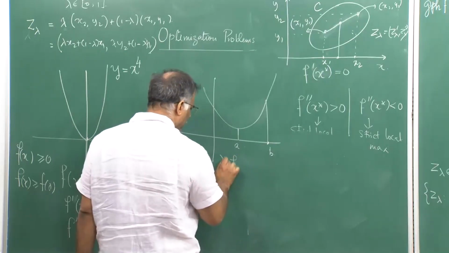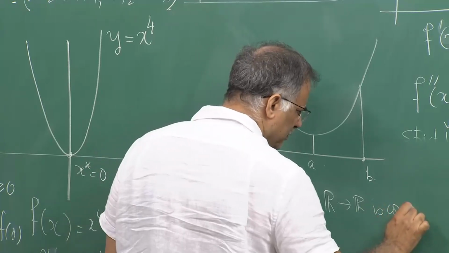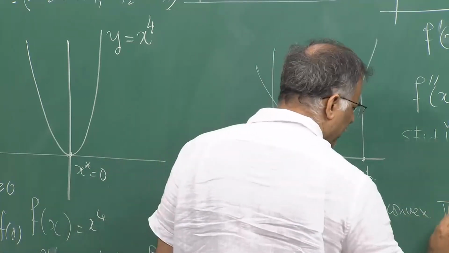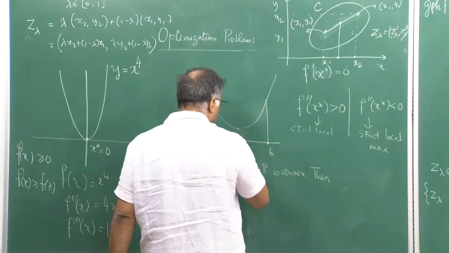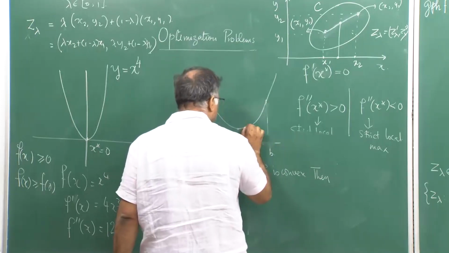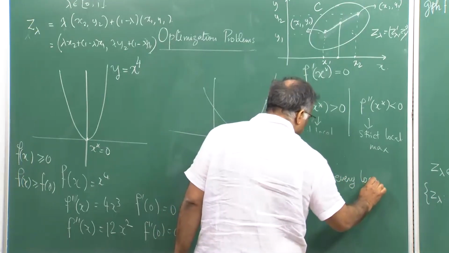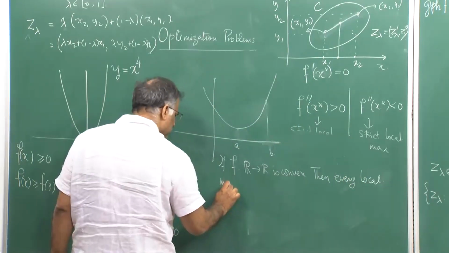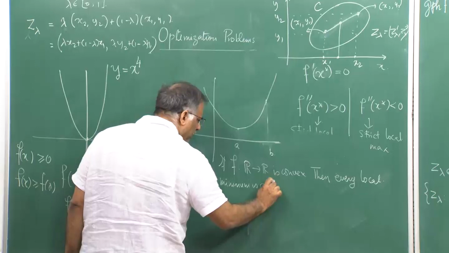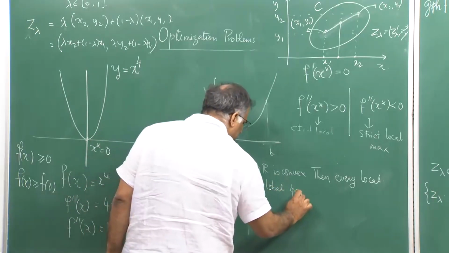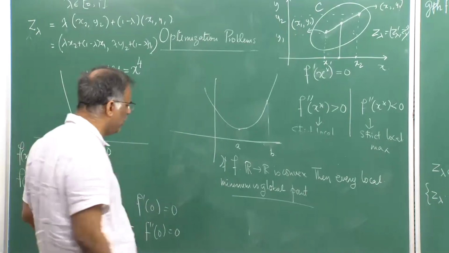So, if f from R to R is convex, then it does not matter. Even if I do not take this [a, b], forget this interval, then every local minimum is global. This is a very important point. So, a is a global minimum point.